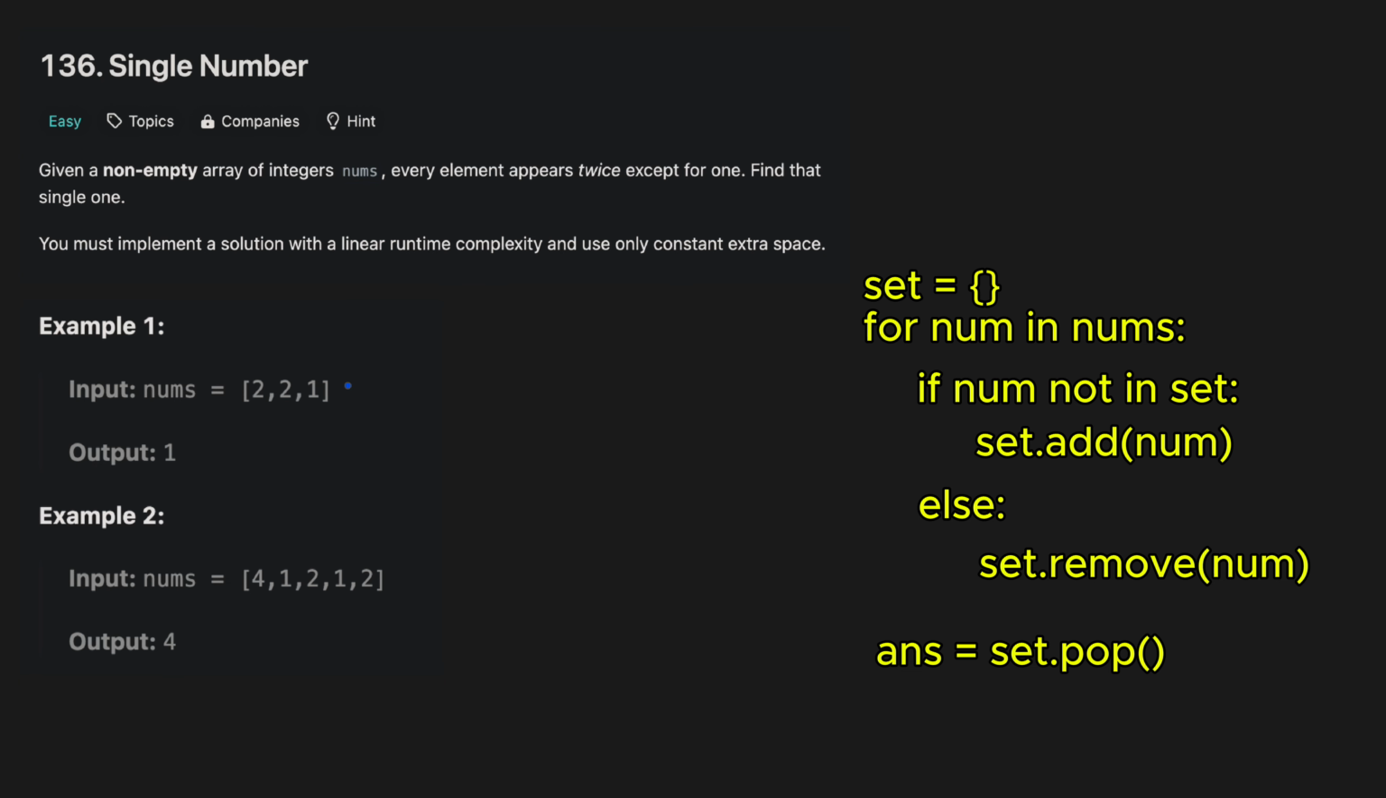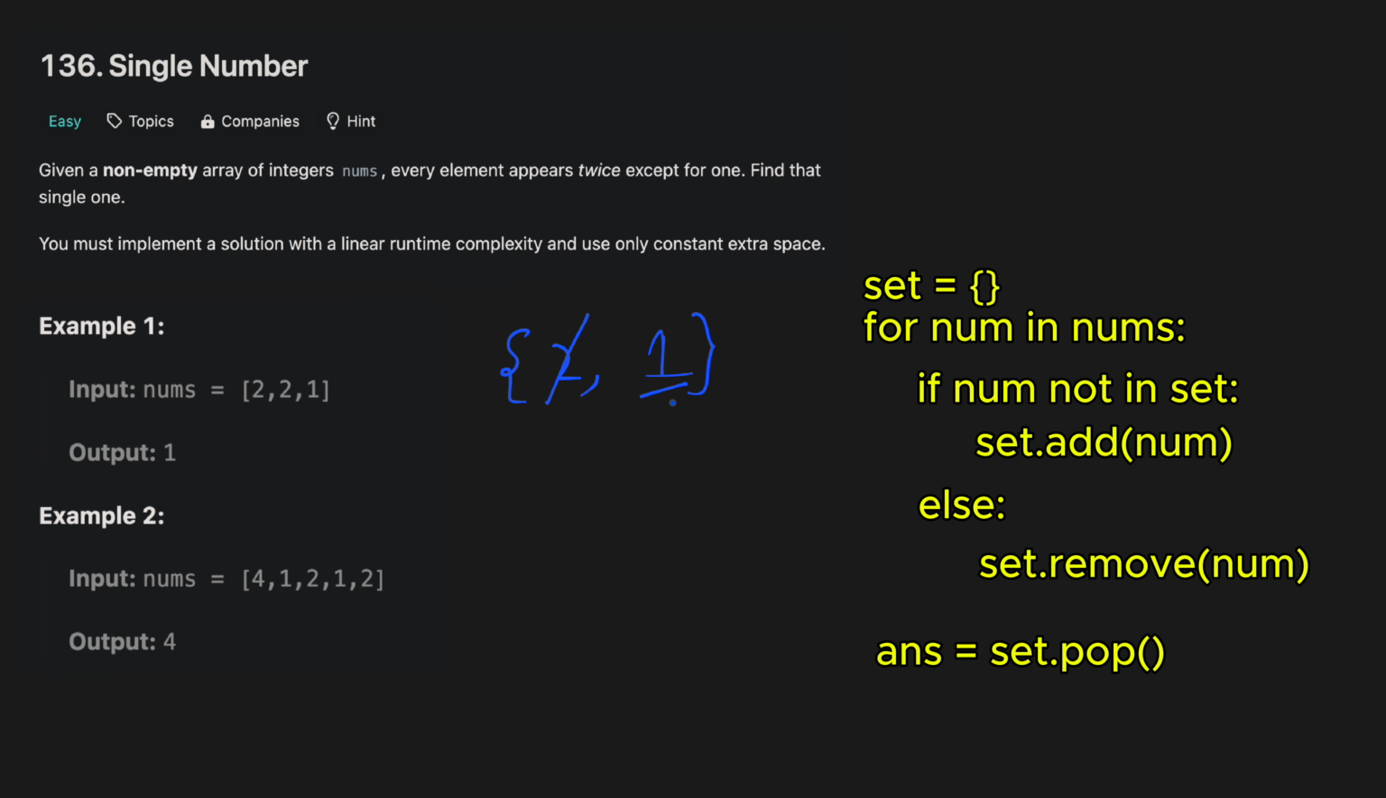And in the end, the hashset will contain only one element that appears only once, and that will be our answer. For example, for the given array in example 1, first we see number 2, so we add it to the hashset. Then we see 2 again, so we remove it from the hashset. Then we see 1, and as it is not present in the hashset, we add it to the hashset.